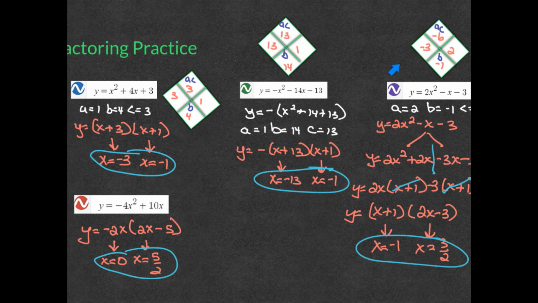Okay, the final one's a little trickier because we have a coefficient that's not 1. So I still use the diamond method to get started, but I also split apart the middle term once I come up with my numbers. Well, my a is 2, b is negative 1, and c is negative 3. So what two numbers multiply to negative 6 and add up to negative 1? Negative 3 and 2. Those are the two numbers I'm going to use. I come down here and I'm breaking apart this middle term, because if I was to re-add them together, it would equal negative x.